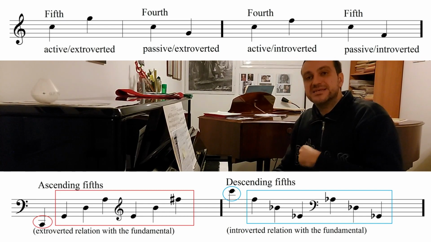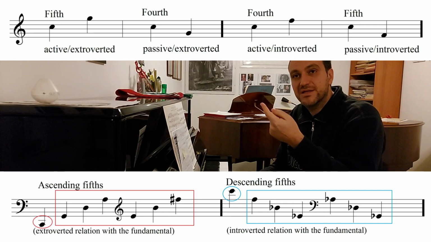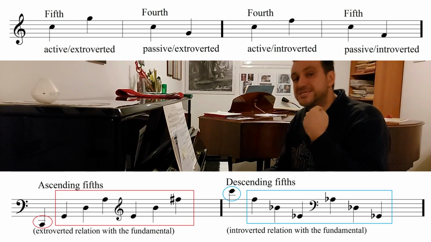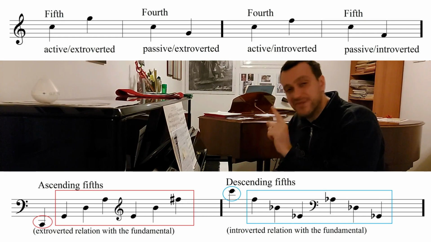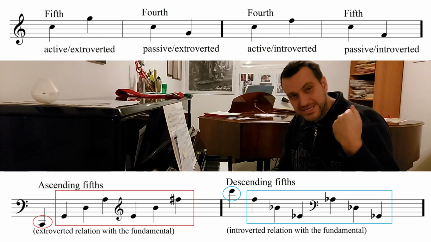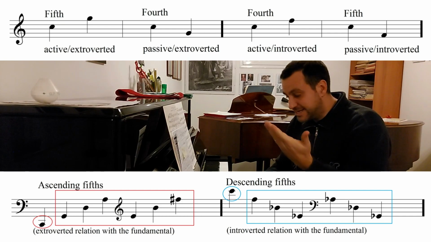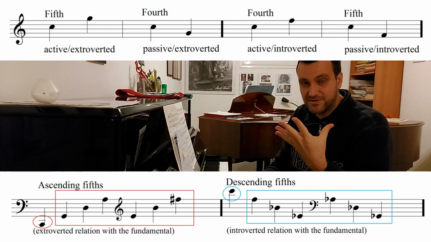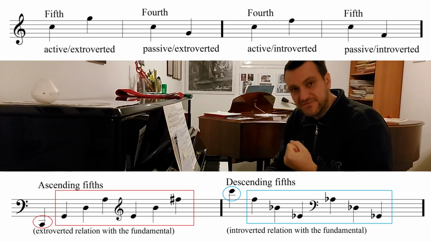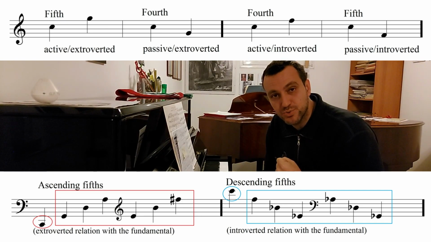And when you get C, F, of course this is a fourth, and this is active, but it's introverted, because F is the past of the sound. And the same thing if you have C, F. This is a fifth, of course, but it's passive and it's introverted too.